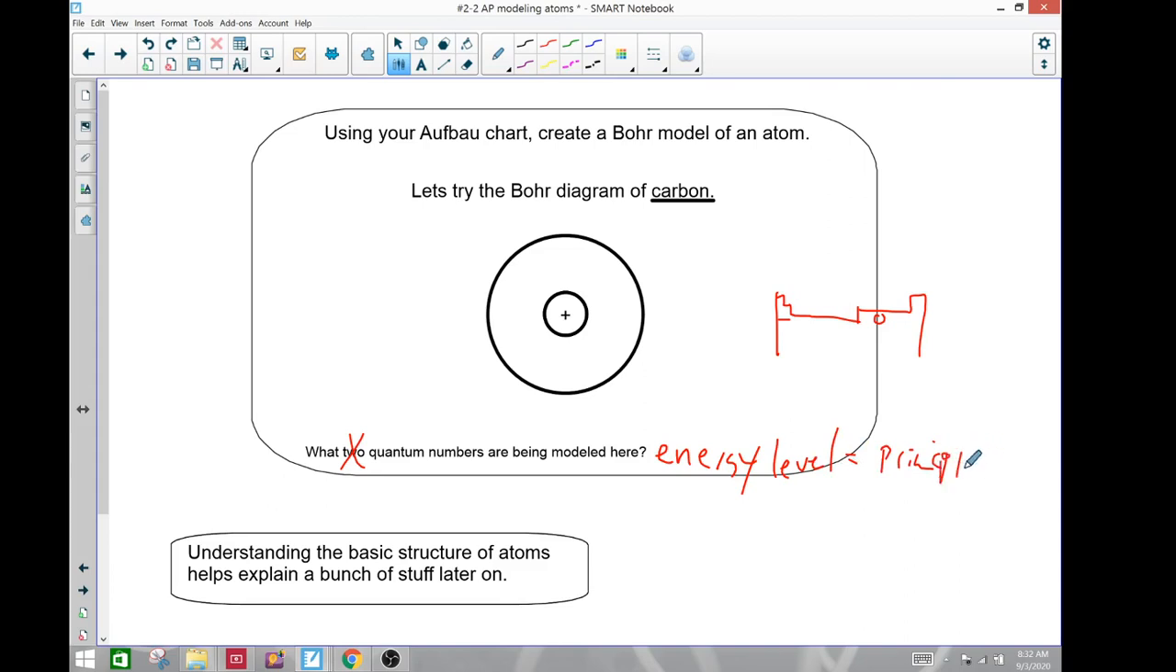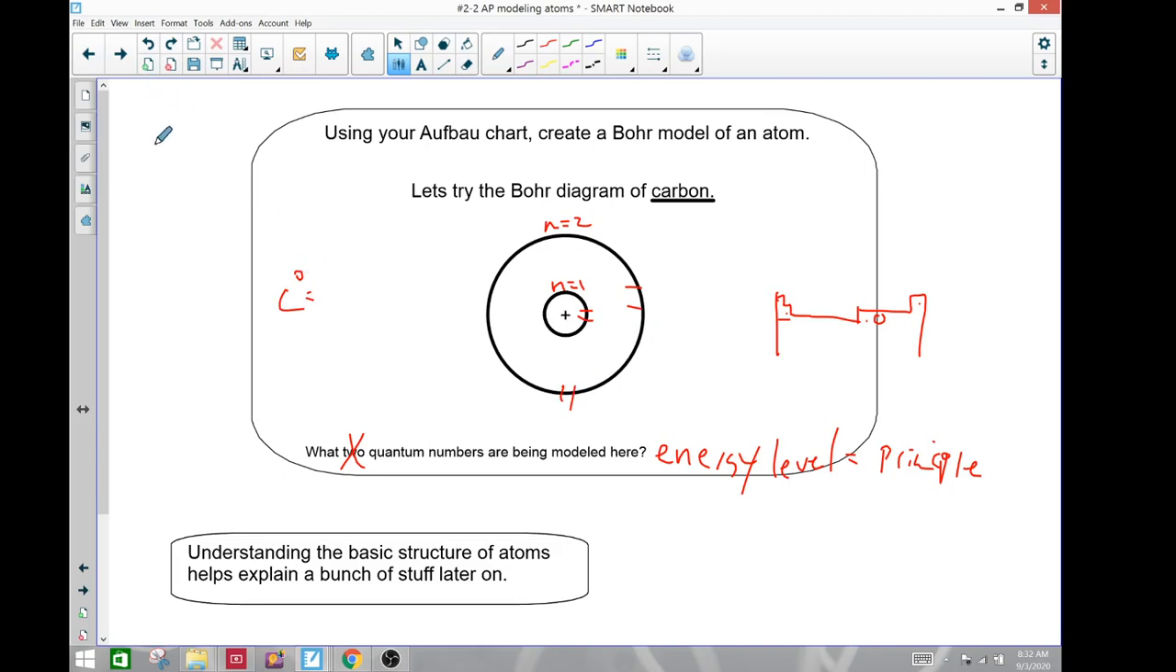Oof, pencil's running away from me. Okay, principal. So I have 2 energy levels, right? N equals 1, N equals 2. The first one has 2 electrons, and the second one has 1, 2, and then 3, 4. Assuming the carbon is neutral. Okay.